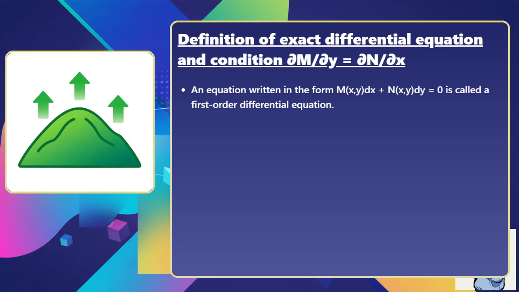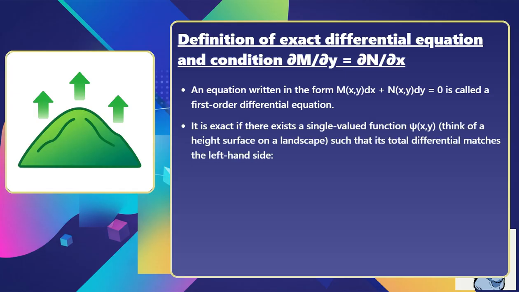An equation written in the form M(x,y) dx + N(x,y) dy = 0 is called a first-order differential equation. It is exact if there exists a single-valued function psi(x,y), think of a height surface on a landscape, such that its total differential matches the left-hand side: d psi = psi_x dx + psi_y dy = M dx + N dy. In other words, M = psi_x and N = psi_y.